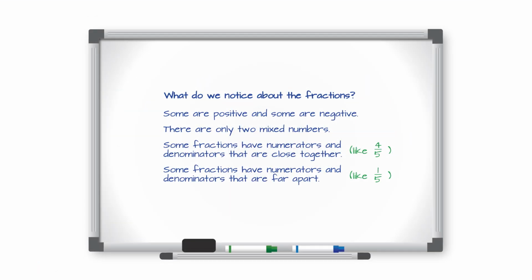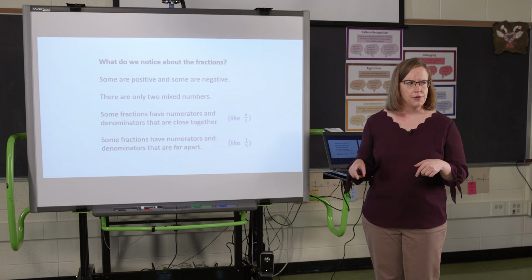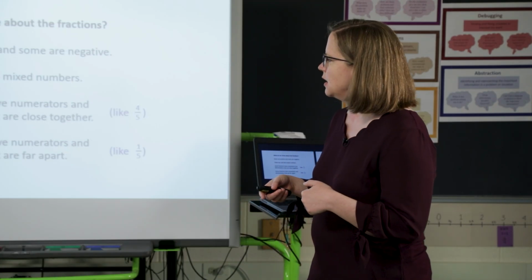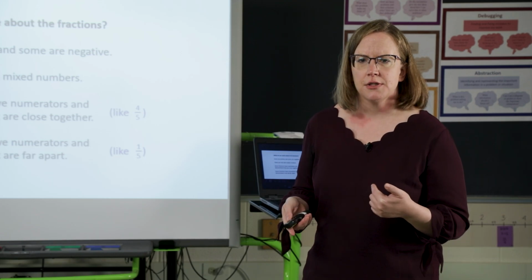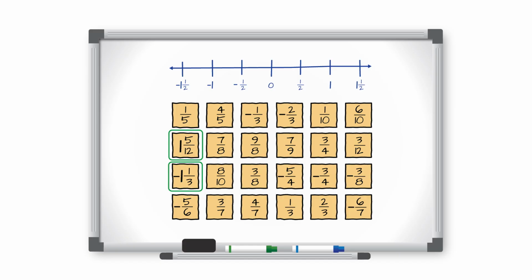All right, so there's lots more interesting things we could notice about the fractions, but the thing I want you to think about next is how could you use the things you've noticed to help you get started on that problem of putting all those fractions on the number line? How could these noticings help us get started? So let's think about those mixed numbers first. So we know we've got these two mixed numbers. How could we use what we know about mixed numbers to help us decide where these numbers go on the number line?